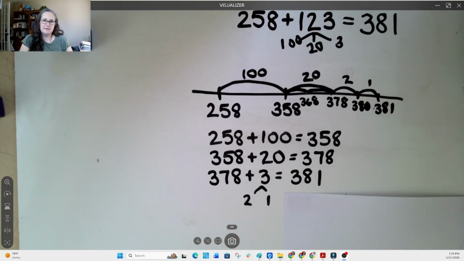Remember, the goal of this is mental math. So once students can show and explain their thinking on paper, hopefully they'll be able to do it in their head and become really quick and efficient with this strategy.